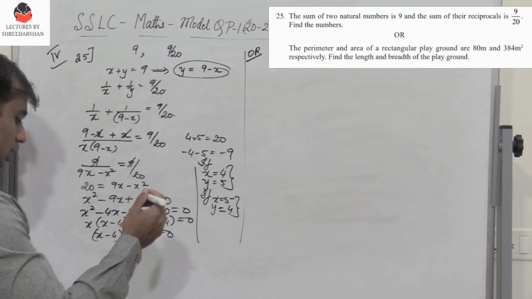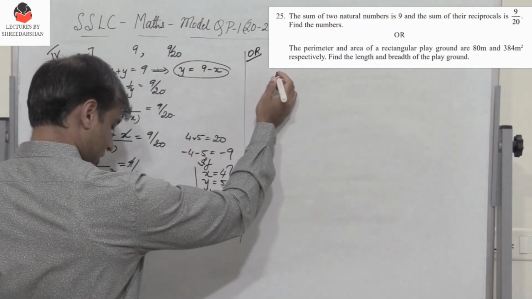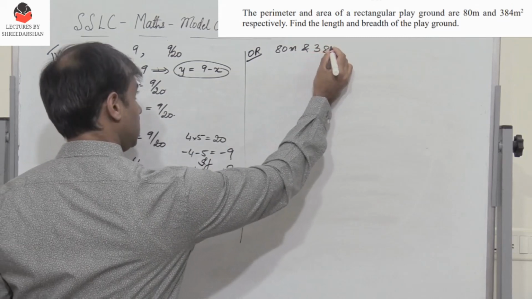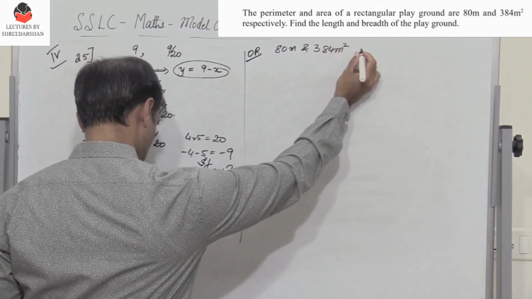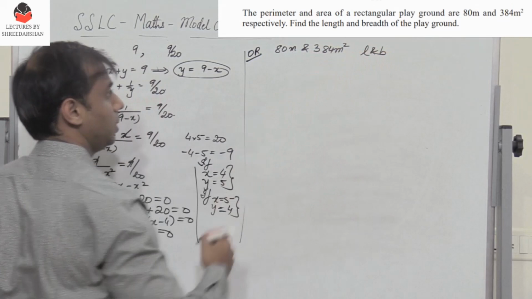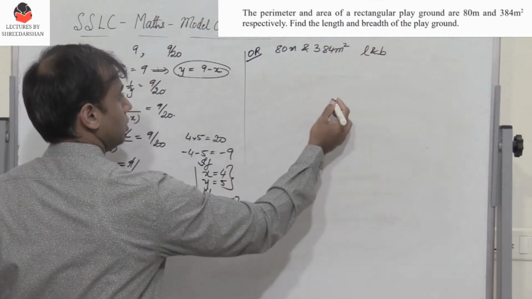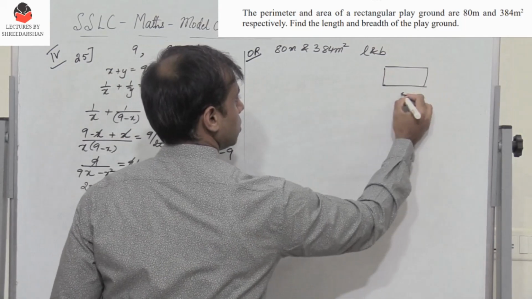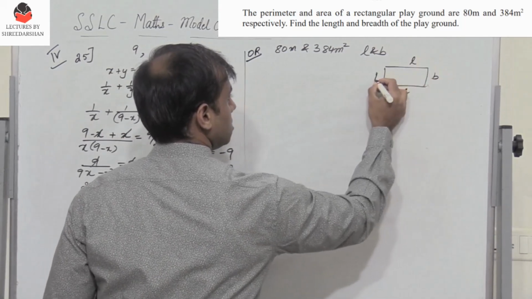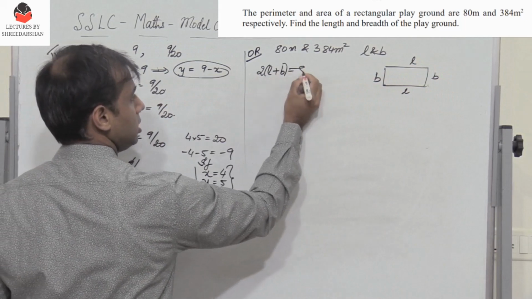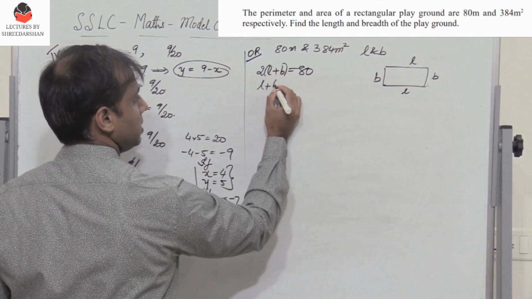The perimeter and the area of a rectangular ground is 80 meters and 384 meters square. Find the length and breadth. Right? So this is a rectangular ground, so I have length and breadth. So what is the perimeter? The perimeter is 2 into L plus B equals 80. So I have L plus B equals 40.